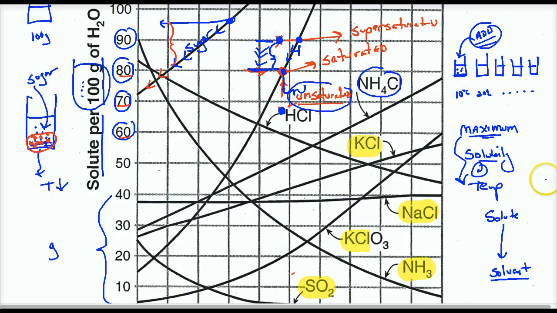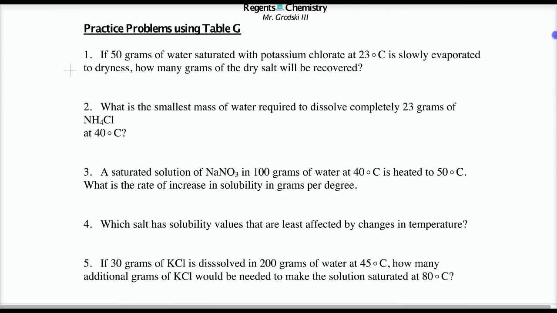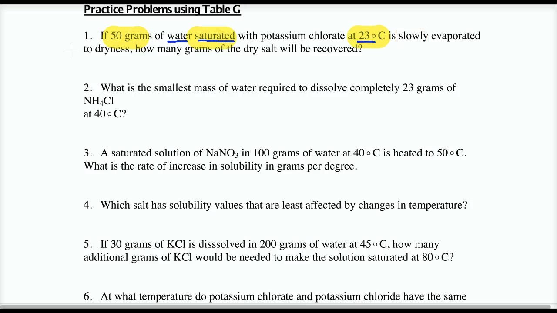Let's go to the questions. All right. Number 1, 50 grams of water saturated. Wow, a couple of things jump at me, party people. I have saturated, I have 50 grams of water, and I'm at a certain temperature. This screams to me Table G question because they're telling me how much water, that I'm on the line, and that I'm at a certain temperature. So where am I on this curve? Let's go down there.